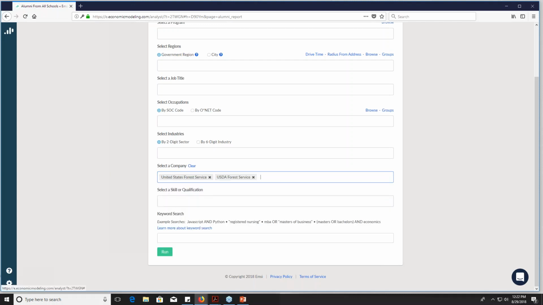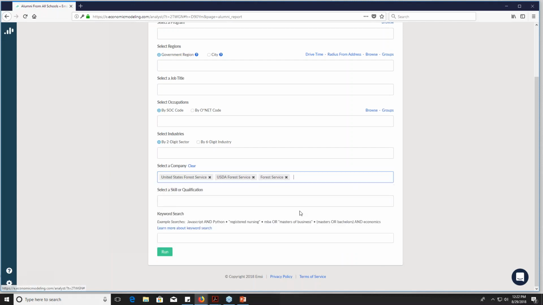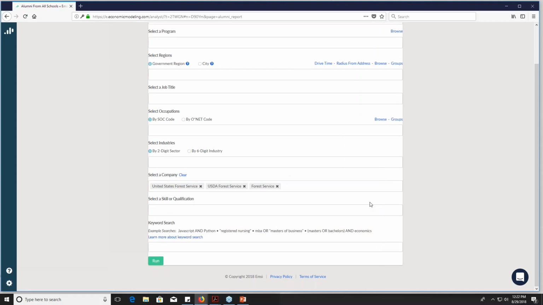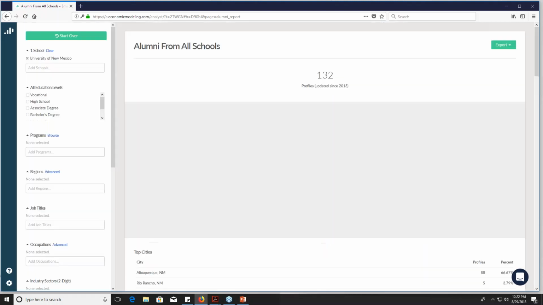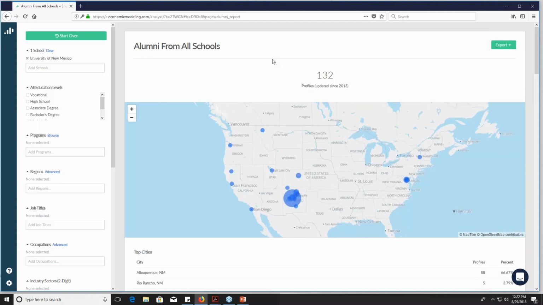There's USDA, and then you can actually be very generic, Forest Service. And we'll add that one in. And then when you hit run, it's going to pull up all of them. Again, there's 132 profiles of the Forest Service that have been listed by UNM.